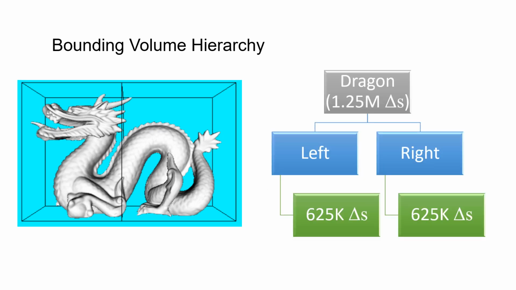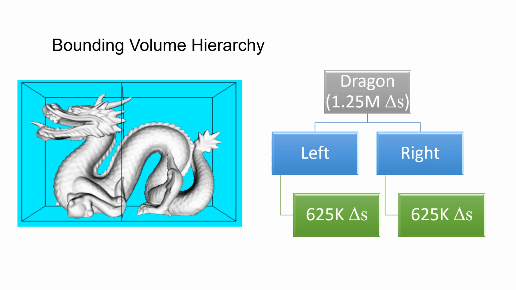We will now look at bounding volume hierarchies. First of all, we just had one axis-aligned bounding box around our model. Now we are going to split this into two. So the overall scene will have one box surrounding the dragon, but this will then be split into a left and a right. The left-hand side will only contain the triangles that are covered by that bounding volume. So let's say there's approximately 625,000 triangles on the left and also on the right-hand side.